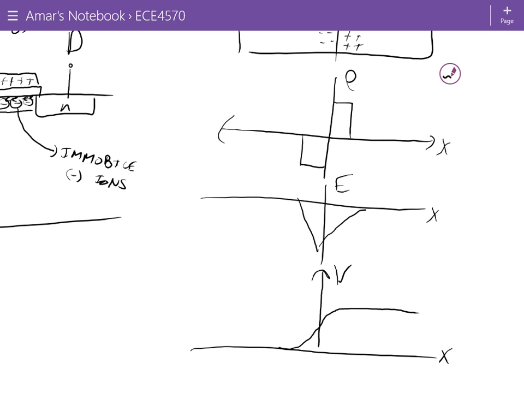You remember this analysis that we did for diodes? What was the relationship between charge and electric field? What did we have to do to go from charge to electric field? We had to integrate, that's correct. And to get to electrostatic potential from electric field, we also had to integrate. But we started off with the charge density.